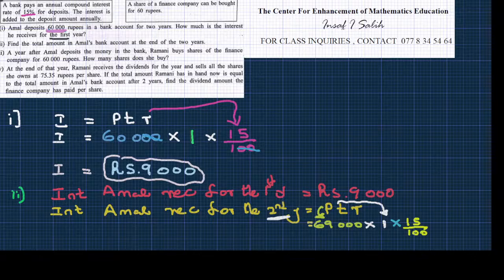We can cancel the 2 zeros here, the 2 zeros here. We have 690 times 15. 690 times 1 is 690. 690 times 15, what would that give us when we do the multiplication? 690 times 15 is rupees 10,350. The interest he receives for the second year is rupees 10,350.